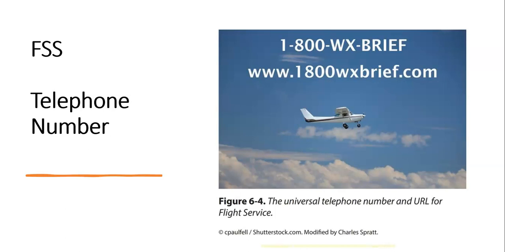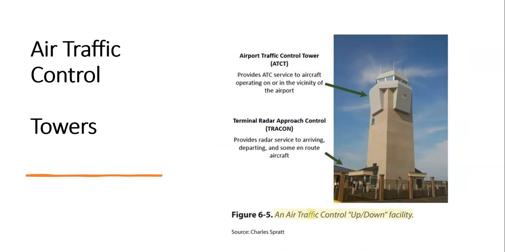If you need to call a flight service station for a weather briefing or to file an IFR or VFR flight plan, here's the number. Very easy to remember, 1-800-WX-BRIEF. And they can also be reached at 1-800-WXBrief.com. The most visible air traffic control facility is the air traffic control tower.